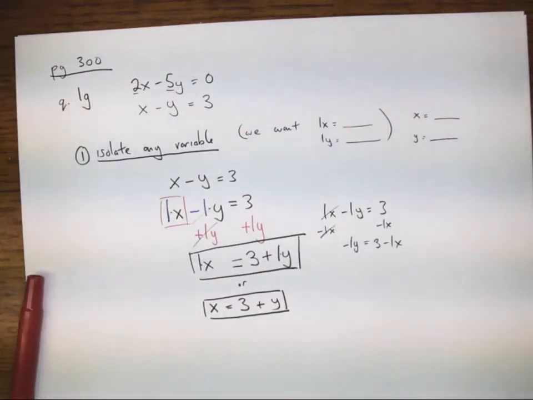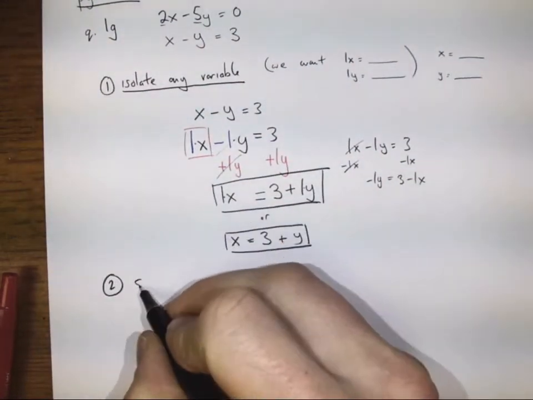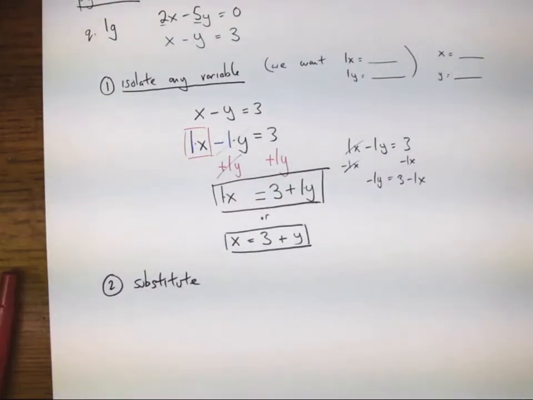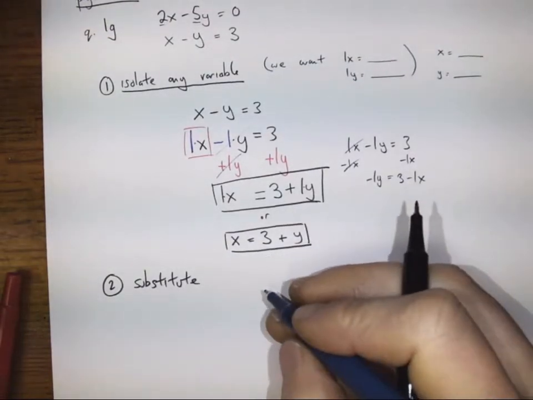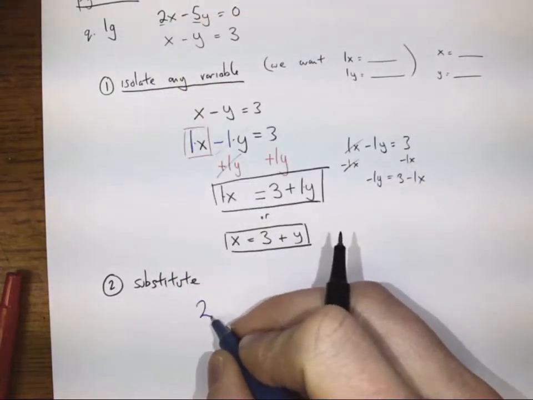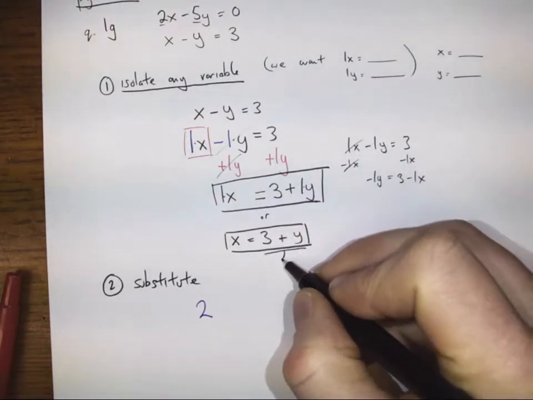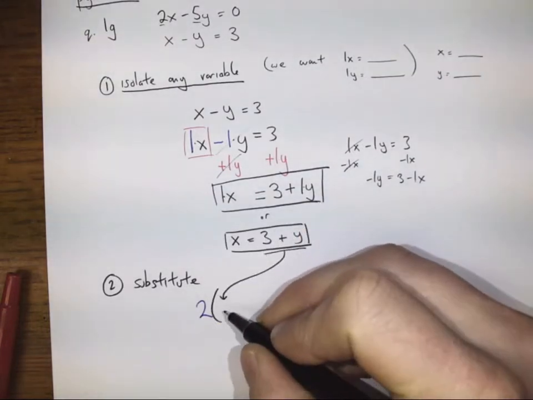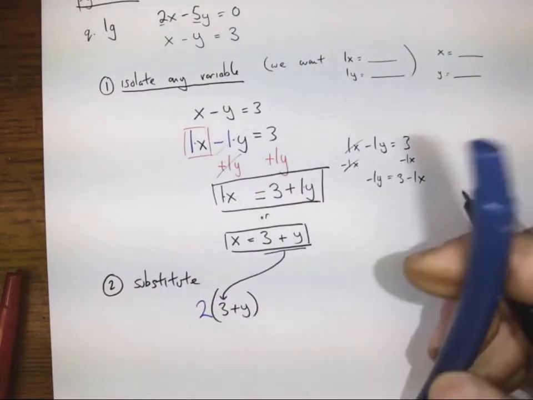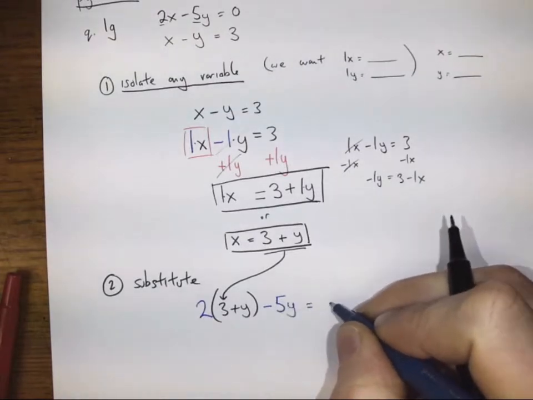All right. Now, the next step is we're going to want to substitute. So we're going to take that x and we're going to plug it into the other equation. So I'm going to write the equation in blue, and I'm going to take this 3 plus y, I'm going to replace that x in here with 3 plus y, and write the rest of the expression, -5y, and that's all equal to 0.